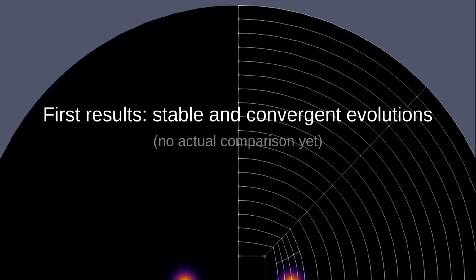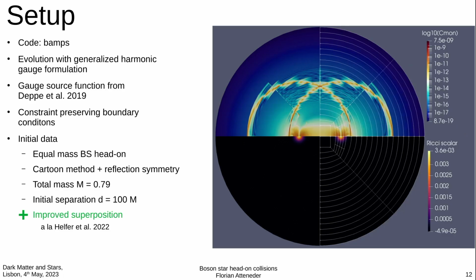Unfortunately, I can't yet give you a fair comparison. So I'm only showing you part of a result we have obtained so far, and it is a stable and convergent evolution of a head-on collision. The setup we're considering here is an equal mass boson star head-on collision. This is the improved version of the superposition data I'm trying to evolve here. And for the experts here, we're using the BAM code, which is developed in Jena and uses a generalized harmonic formulation for the evolutionary part.